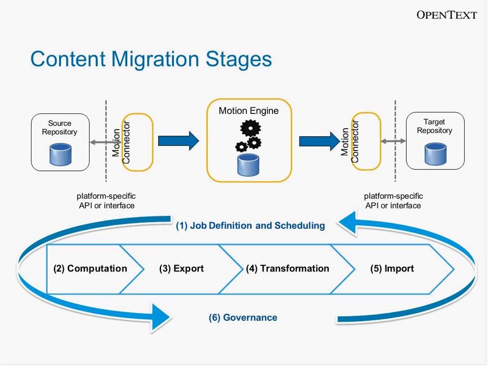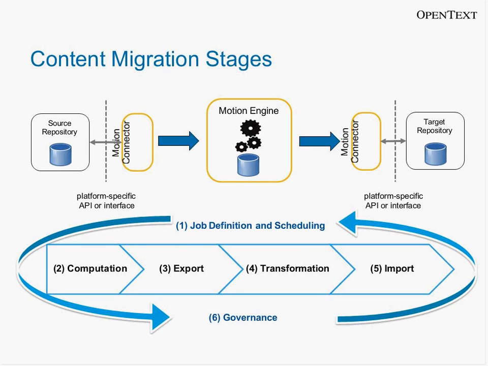Once this is ready, we can go on to the third stage, called export, where the content from the source instance is moved to Motion engine and temporarily stored in their internal database. We can potentially have a transformation stage, the one cited as number 4 in the slide, where some transformation of the content can be executed before moving it into the target.